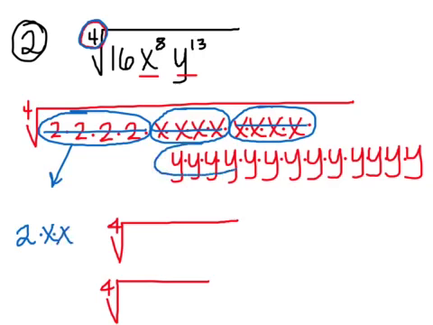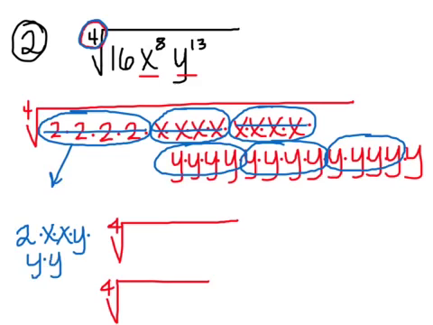Then we have a group of 4 y's, and so a y can come out for that group. Another 4 y's and another 4 y's, so 2 more y's can come out. Then we've got this leftover y. We didn't have any leftovers in the 2's or the x's, but we did have a leftover y, and the leftover y has to stay in. So that's kind of what we've got going on. So let's tally them up.